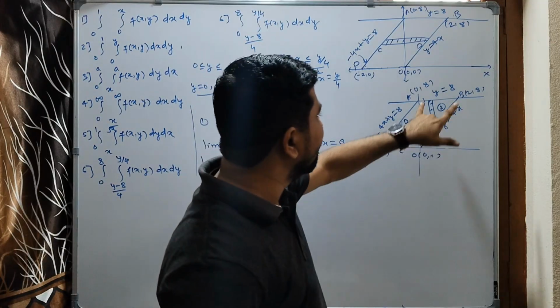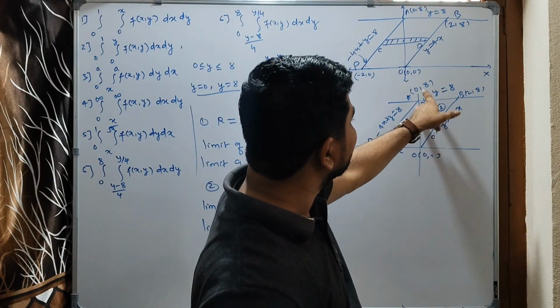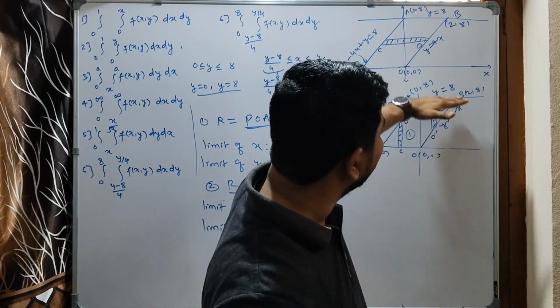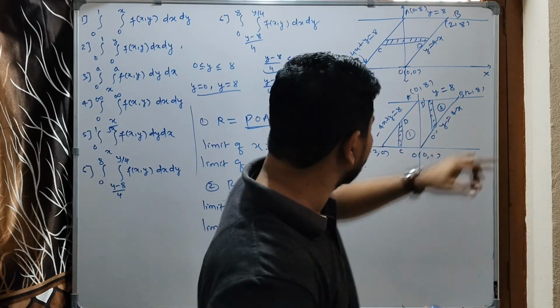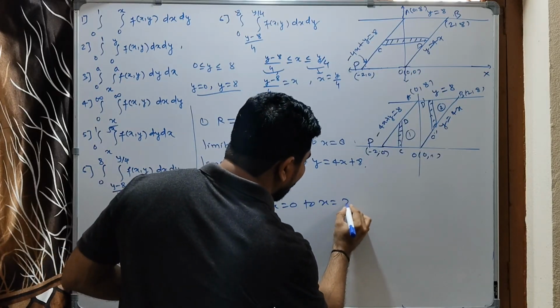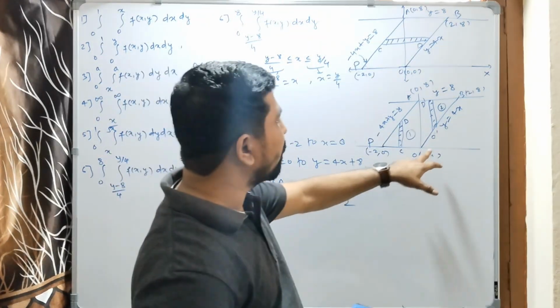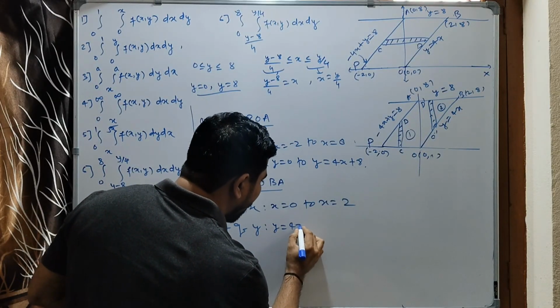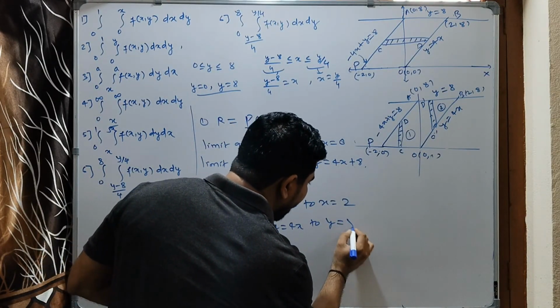So just observe one thing. The limits of x start from this point to this point, which is parallel. So here x equal to 0 to x equal to 2, and the limits of y are y equal to 4x to y equal to 8.